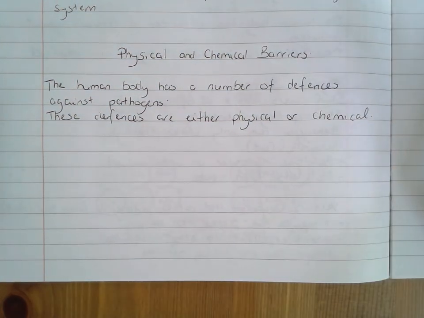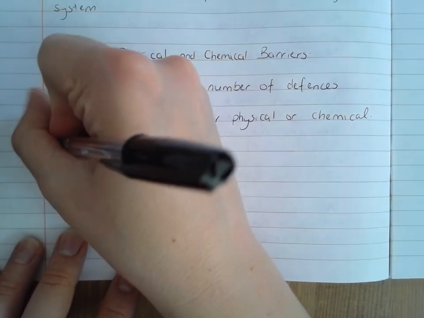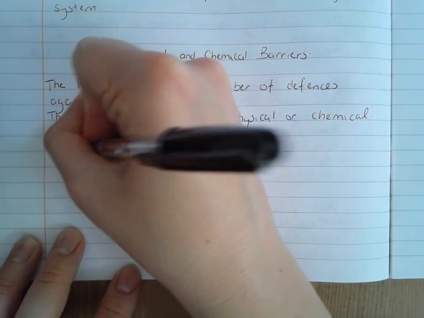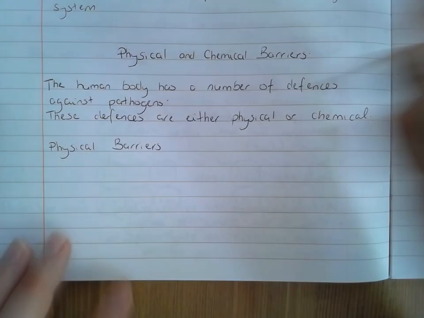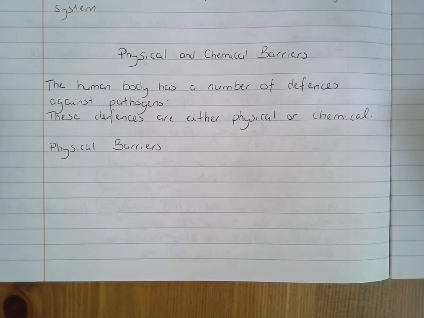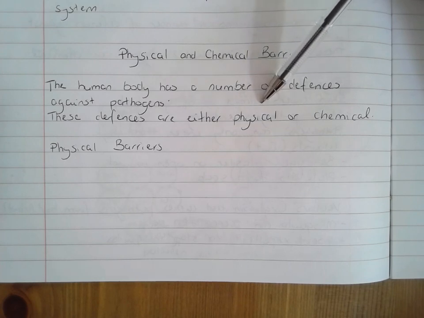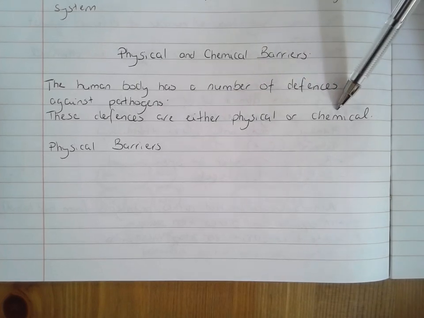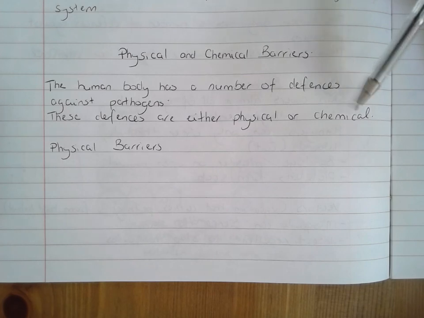Okay, so the first type of defense we're going to look at is going to be the physical barriers. This is going to be like a subheading. Remember, you should be taking all of this down in your notes. And as you'll see when we look at the different examples, our physical barriers are exactly that. They are physical barriers that physically stop pathogens entering into our body. With the chemical barriers, there is some sort of chemical reaction that will destroy the pathogen.